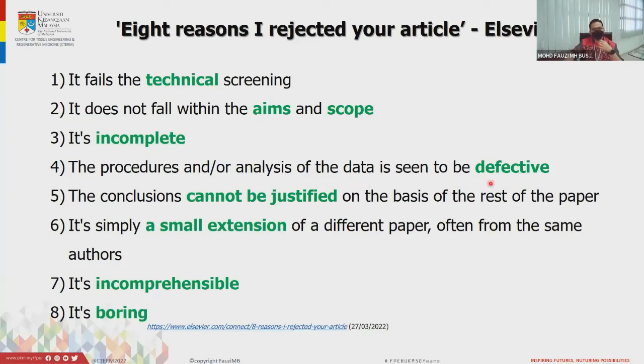Next, the procedures and analysis of the data seem to be defective. This one is really subjective. Sometimes we write the methodology too simply, without details. Sometimes you just cite another paper but do not explain in detail what was done before. Then, the conclusion cannot be justified. Normally, your conclusion does not tally with the aim or scope that you stated in the last paragraph of your introduction, so you need to look at the overall information in the paper.